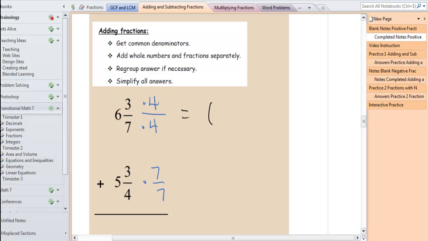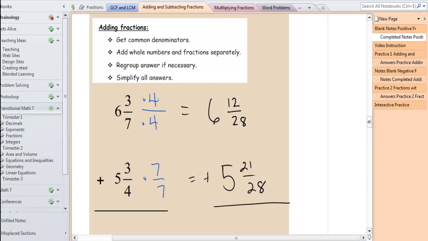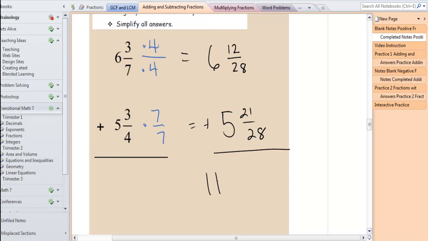So we end up with 6, and what's our new fraction? 12/28, right? We end up with 5, and what's our new fraction? 21/28, right? Now we can add. We're trying to figure out how many wholes we have. We have 11 wholes. And how many 28ths we have. 12 plus 21 is what? 33, right? Now what are we going to do since we have an improper fraction?